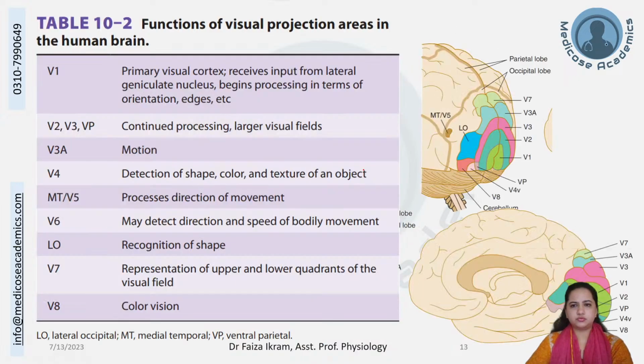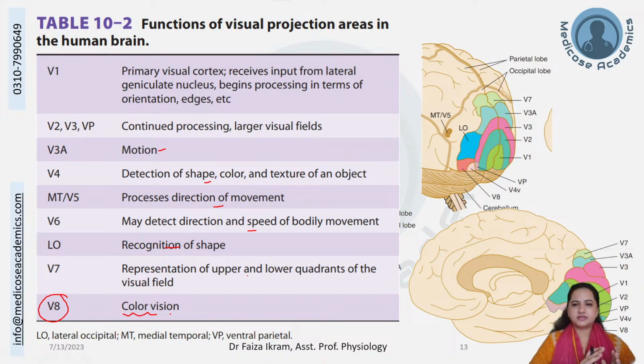We are not supposed to memorize the functions of all these secondary visual areas one by one, but I'm going to show you this, that there are many secondary visual areas associated with different interpretative functions of the visual message. For example, motion, detection of shape, color, direction of movement, speed, recognition of shape, representation of upper lower quadrants of visual field. Do not memorize it, but make a mind map of how all these specialized areas are helping in the interpretation of the visual message at a higher cognitive level. But do remember the last one, the V8, for color vision. We will be seeing why it is important.